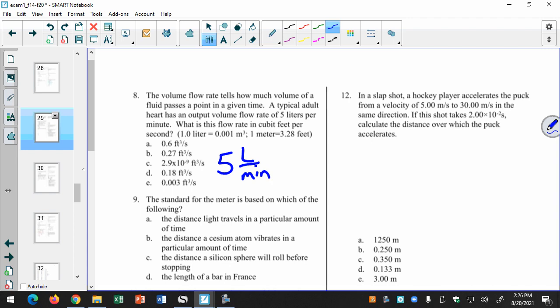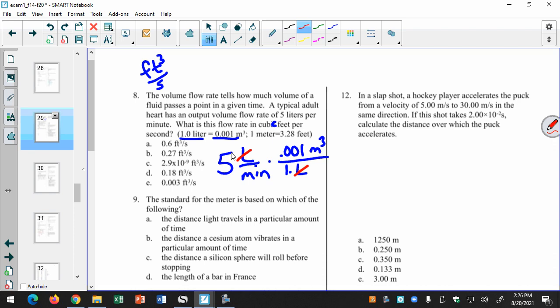And I want to convert it into cubic feet per second. That should be a C right there. Cubic feet per second. So I want to convert it into feet cubed per second. And I give you several conversion factors here. First of all, let's convert my liters. This is my conversion factor. I know that 1 liter is equivalent to 0.001 cubic meters. So as I'm doing this conversion, that'll get rid of my liter unit and leave me with cubic meters.